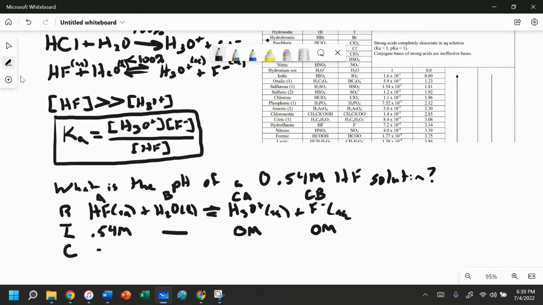Change. What is our change? Well, HF is going to lose some amount due to the hydrolysis, due to the ionization. The hydronium is going to gain stoichiometrically X amount because it's a 1-to-1 ratio. So for every amount of HF I lose, I'm going to gain the same amount of hydronium, and the same amount of fluoride. And then our equilibrium concentrations are going to be 0.54 molar minus X, 0 plus X, which is X, and 0 plus X, which is X.